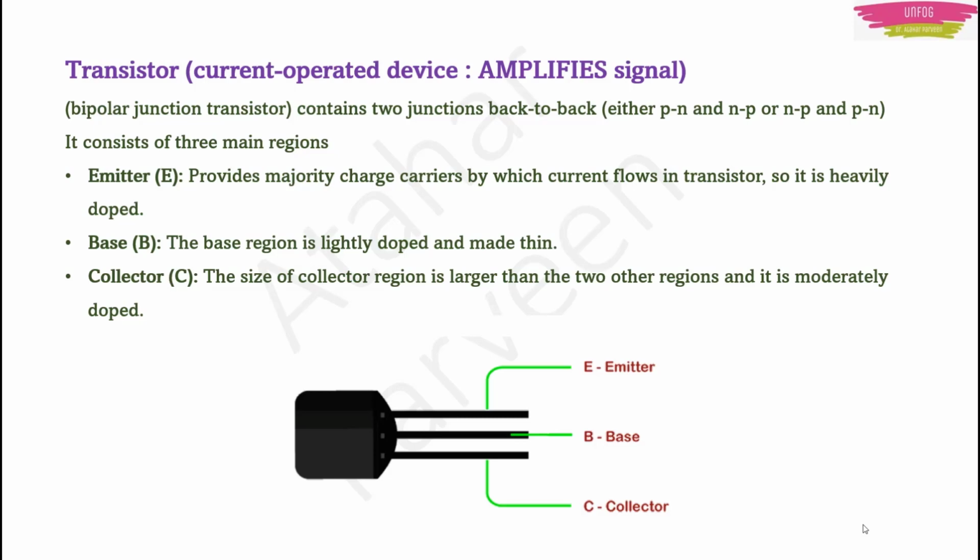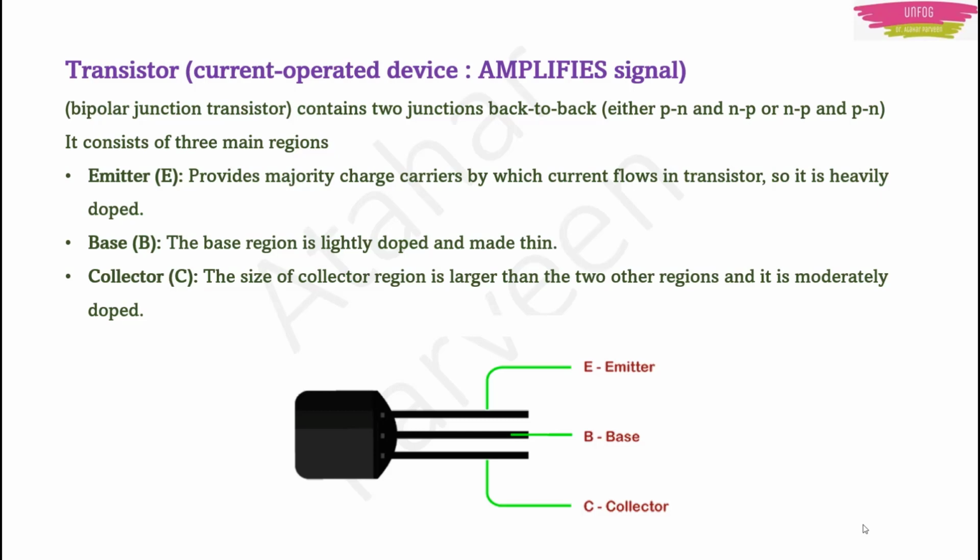Then the base region, you denote it by capital B. It is the thinnest layer in this transistor and it is very lightly doped. And the collector C will be moderately doped, between the emitter and base, you can say. And then the collector has a larger region than the emitter and base in the transistor.